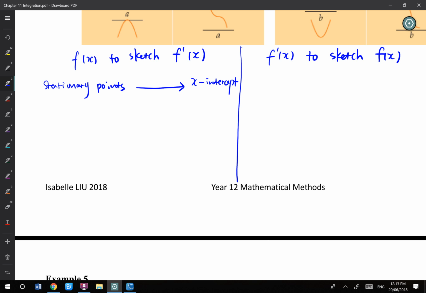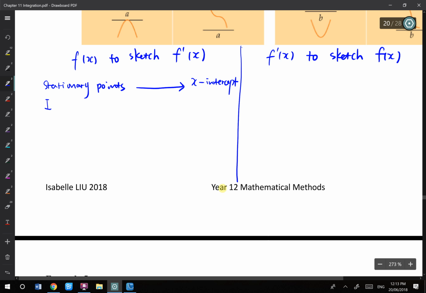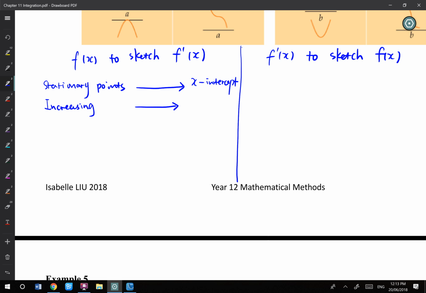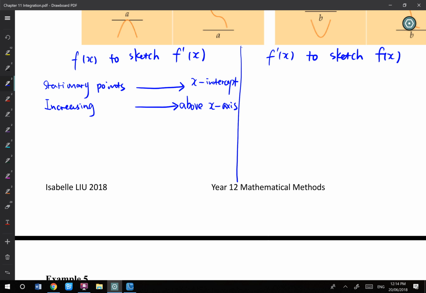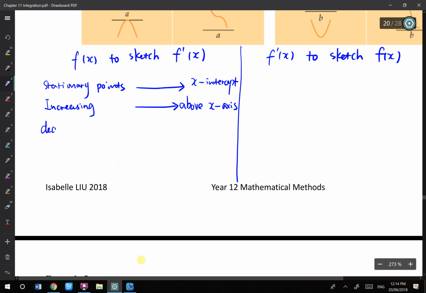Yeah, so it's increasing or decreasing. If it's an increasing function, how do we reflect that on the f'(x) graph? It will be positive, so it will be above the x-axis. Increasing function means positive gradient, and it will be above the x-axis. How about a decreasing function? Yep, below the x-axis.